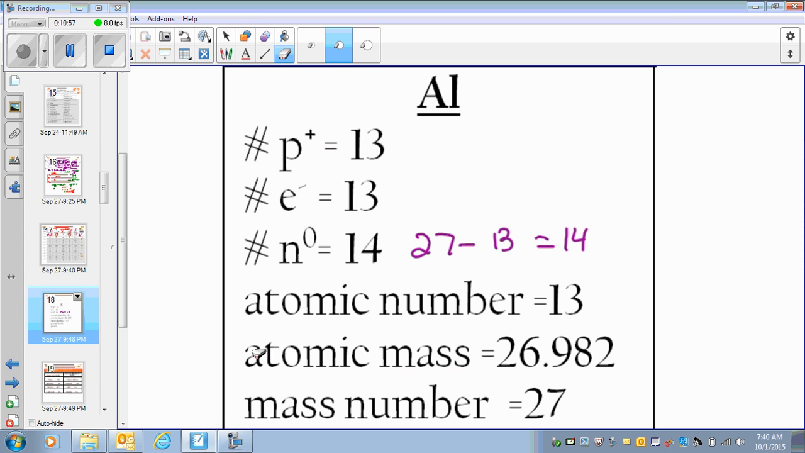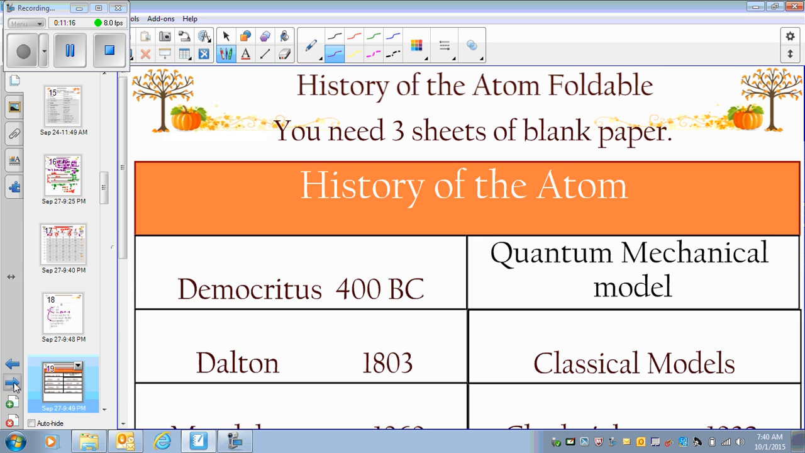So to calculate the mass number, you will be adding protons and neutrons together. If you add protons and neutrons together, that gives you the mass number. So add protons and neutrons together to get the mass number. I hope you have enough understanding of how to calculate electrons, protons, and neutrons.